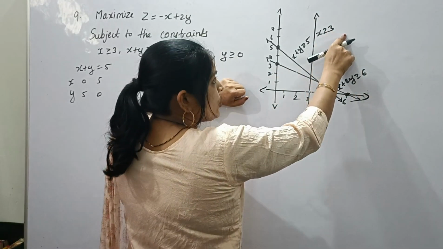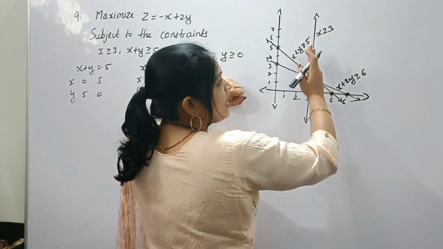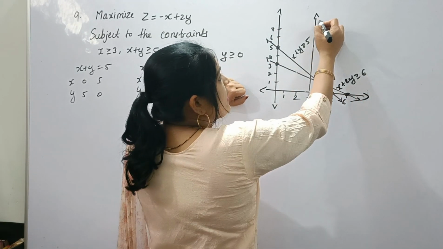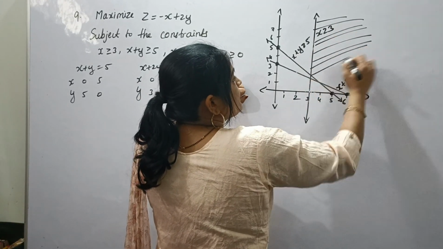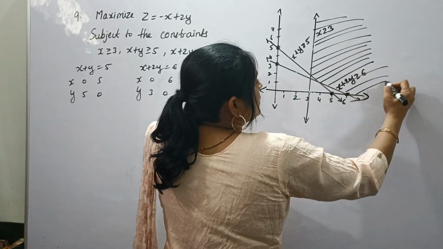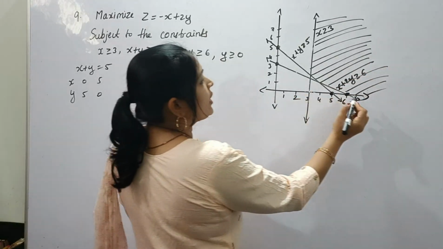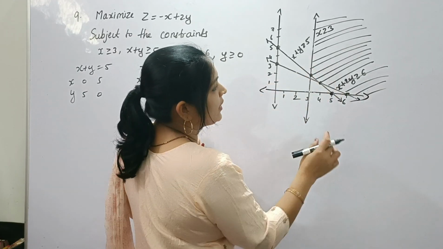And x greater than or equal to 3, it's obviously this line, this side, right? That is the region this side. So common region is nothing but this one. It is the feasible region. Okay. Now here let's find what are the corner points. These are the corner points, right?